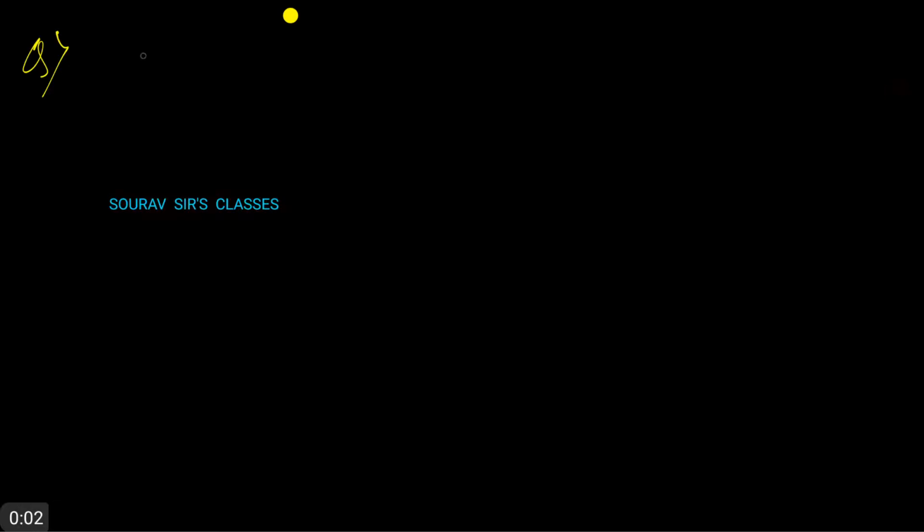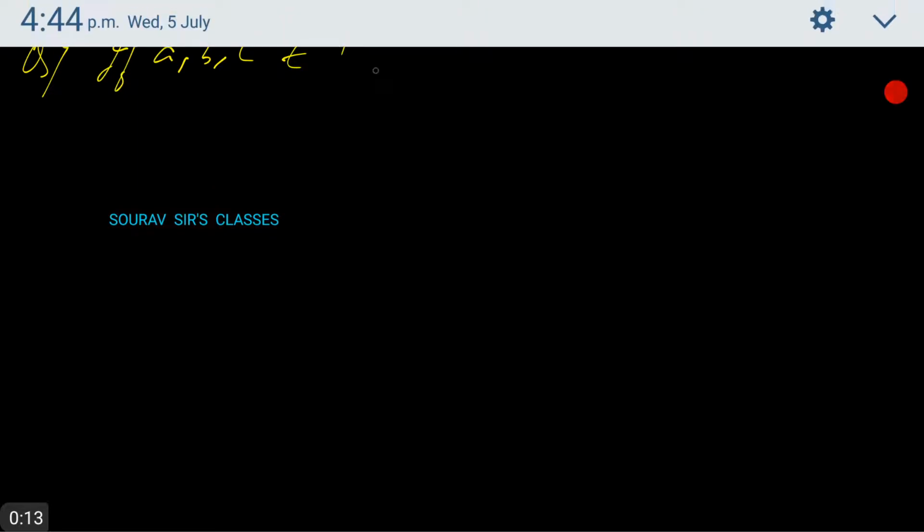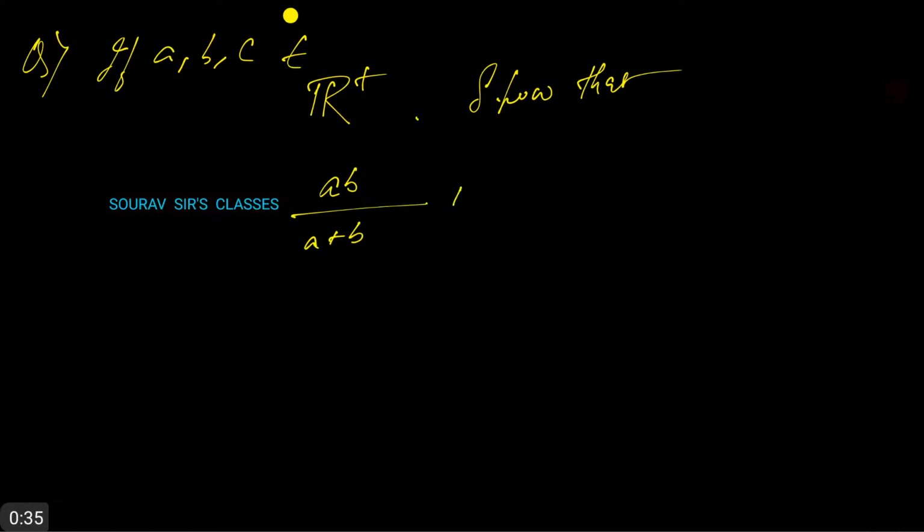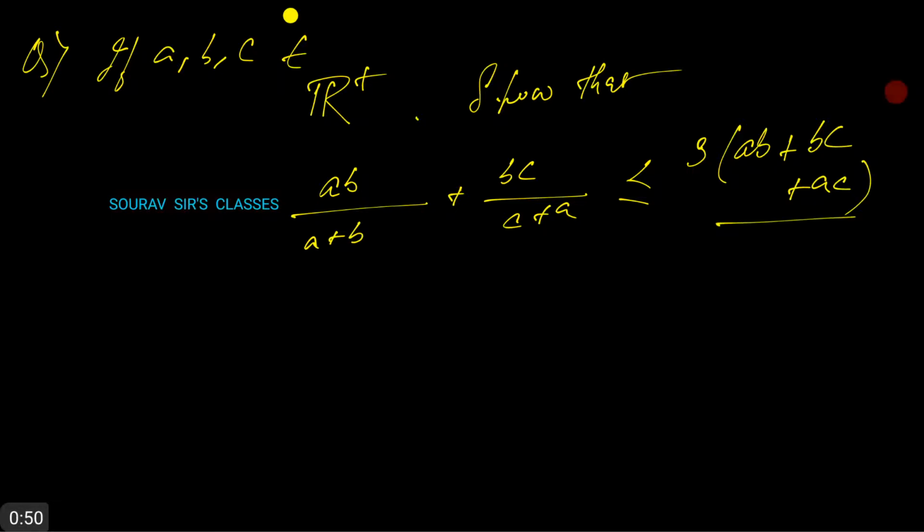Now the question demands that if A, B, C are positive reals, then show that AB by (A plus B) plus BC by (B plus C) plus CA by (C plus A) is less than or equal to 3 times (AB plus BC plus AC) by 2 times (A plus B plus C).